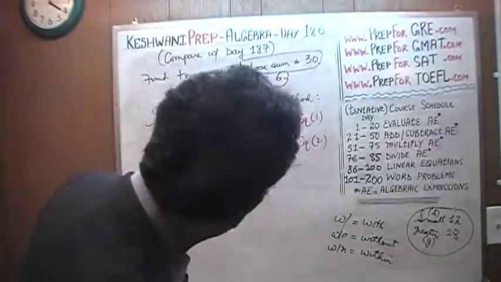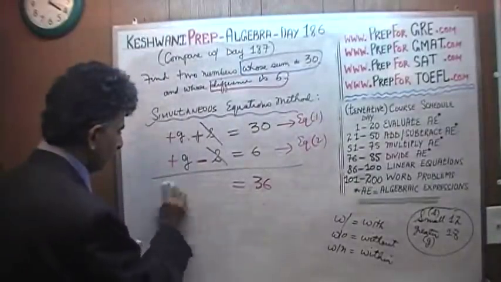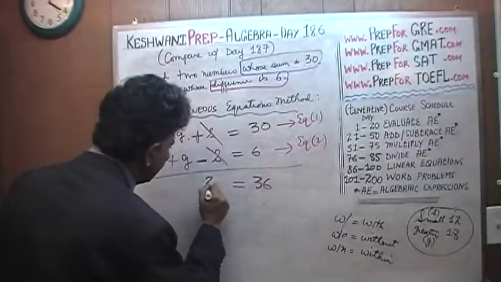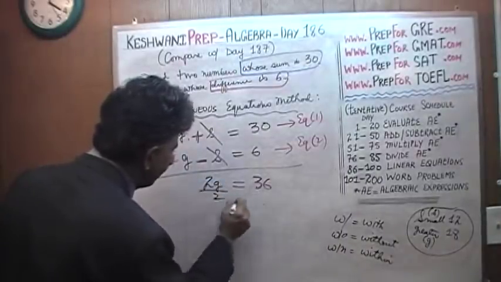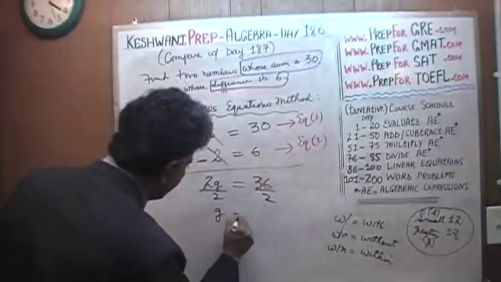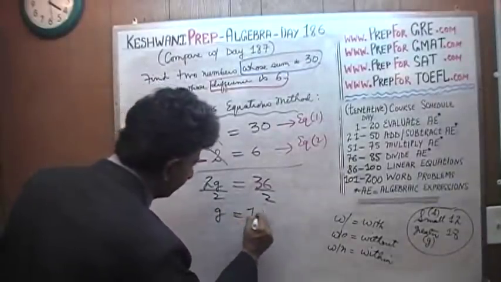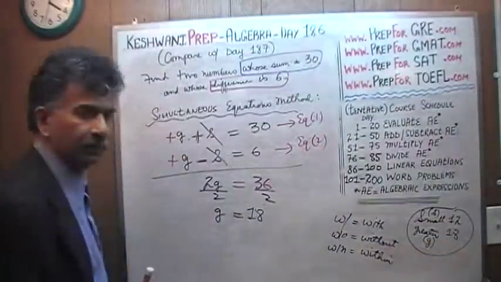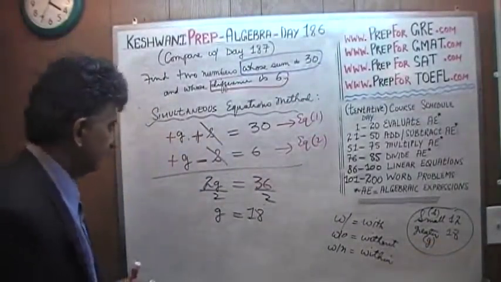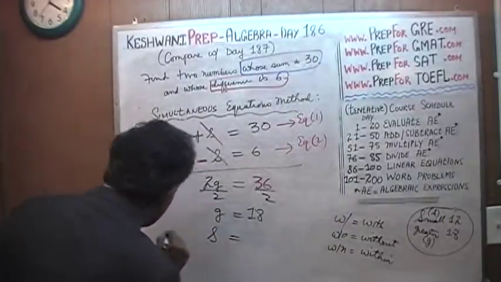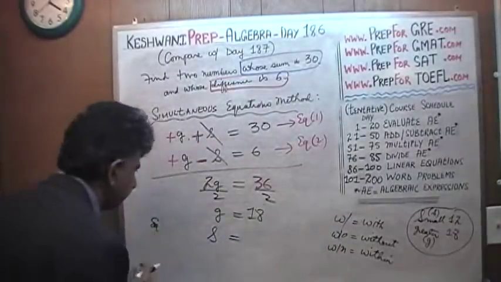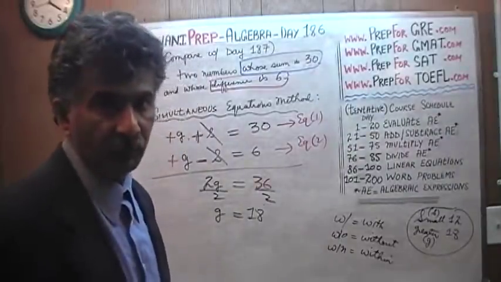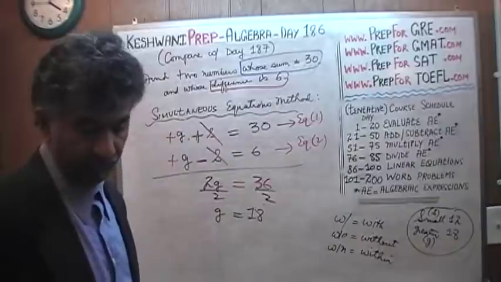So 2g equals 36. Therefore, if we divide both sides by 2, g equals 18, which is exactly what we found here. The greater number equals 18. If the greater number is 18, how do you find the smaller number? We can use either equation number 1 or equation number 2.